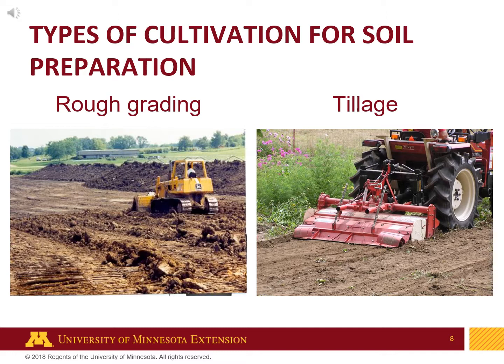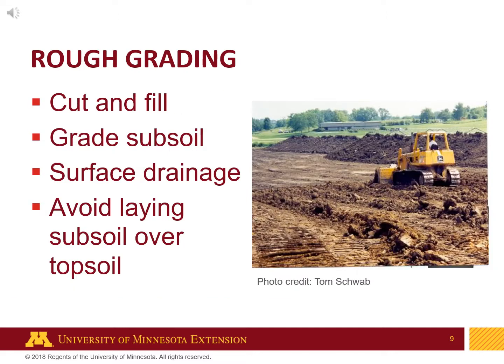Displayed on the screen are 2 common types of cultivation for soil preparation: rough grading and tillage. Depending on the site requirements, some rough grading may be required. Rough grading often involves a simultaneous cutting and filling to achieve an acceptable grade. Cutting involves removing, while filling involves adding existing soil to a specific predetermined grade.